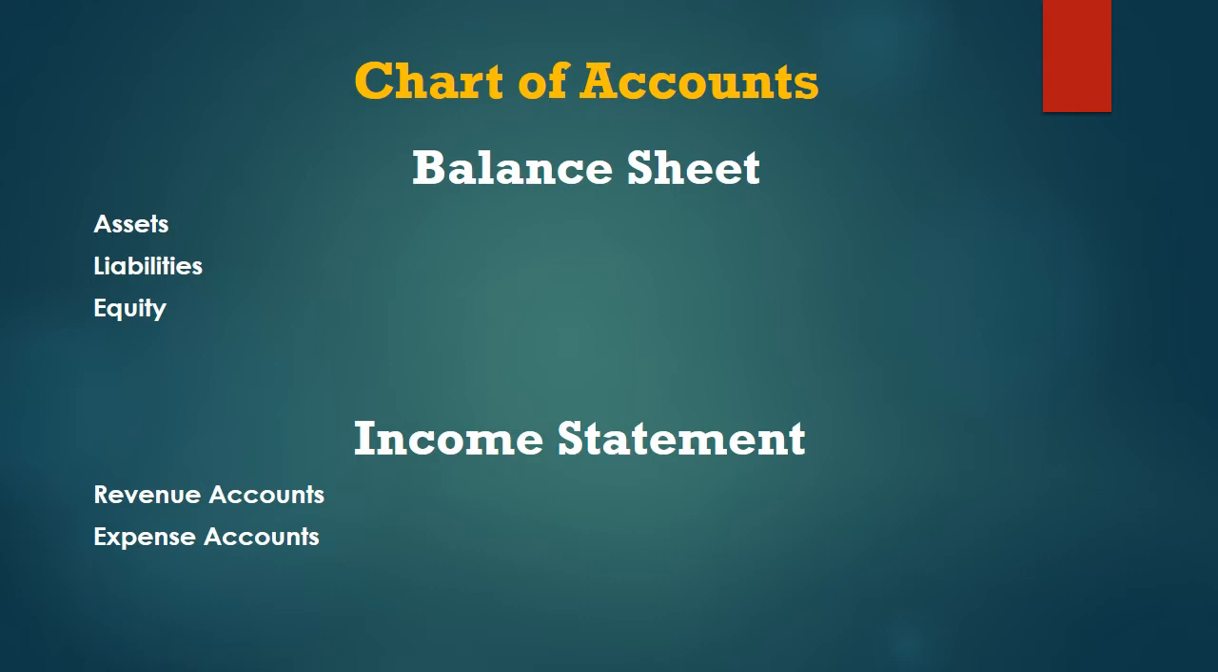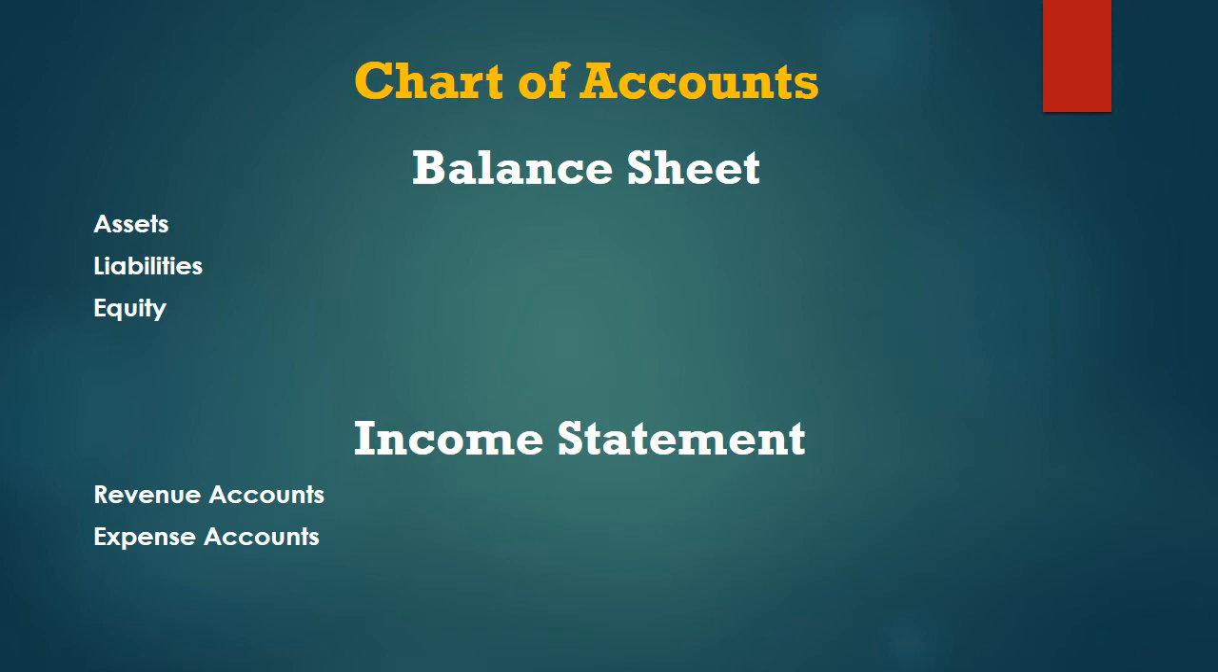What is the balance sheet? The balance sheet is asset, liability, equity, correct? Asset equals liability plus equity. So always assets, equity, and liabilities make up the balance sheet. Okay, the same. What is the income statement?